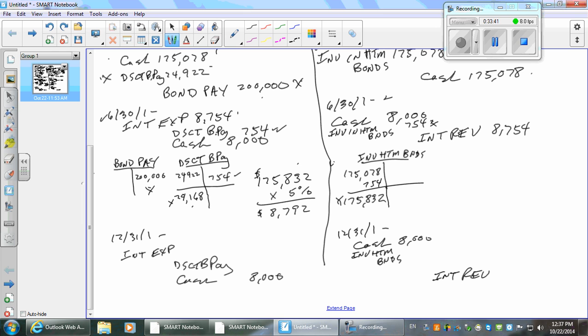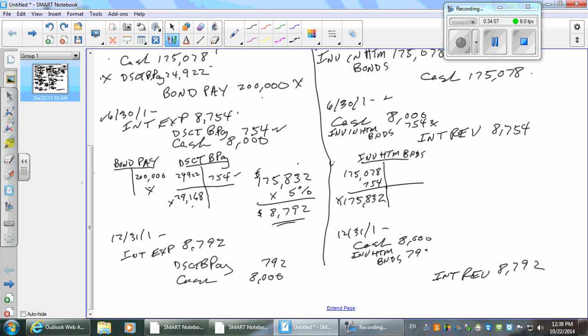Okay. Anyway, what do you think, guys? Debit what into interest expense? How much? 8792. Guess what you want to credit interest revenue for? 8792. Right, guys? What are you going to credit discount on bonds payable for? Please make your journal entry balance. What are you going to debit investment held to maturity bonds for?